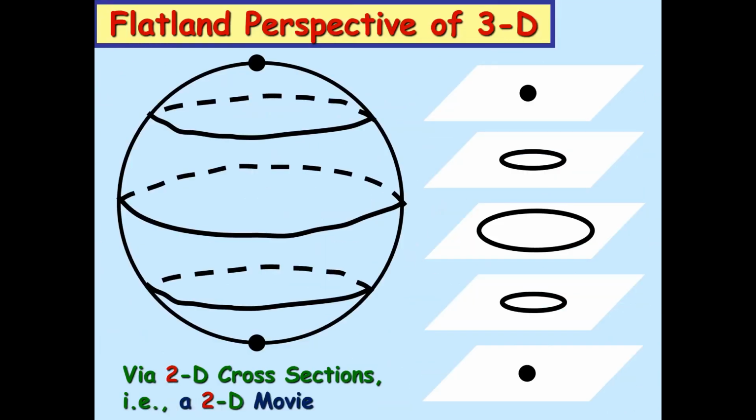So this is what A Square saw in his living room on New Year's Day. He saw a point suddenly appear, expanding into an ever-growing circle, then finally shrinking back to a point and disappearing, as the sphere passed through the 2-dimensional plane of Flatland.